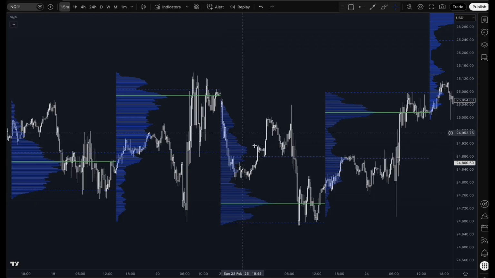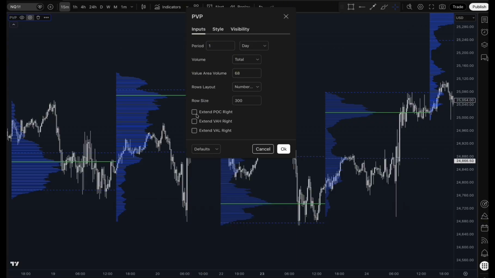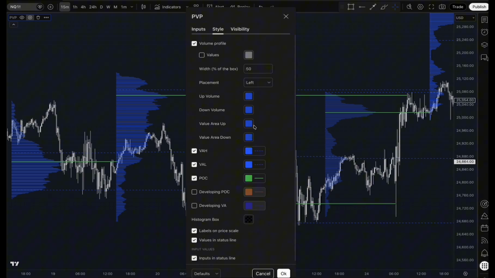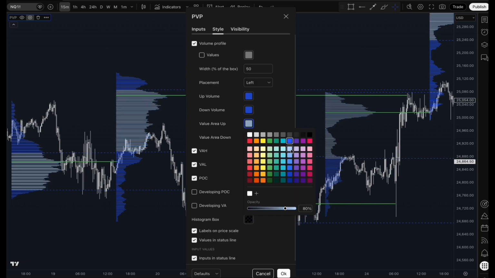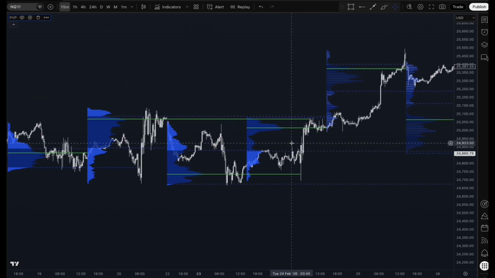One thing that I forgot to mention: if you're still adamant about trading this way and you're choosing TradingView, then you can also go to inputs and extend the point of control right, extend the value area high right, and then extend the value area low right as well. Then probably for you, it's going to make sense to color the value area either a darker color or a lighter color, up to you. And this is what you're going to end up with.